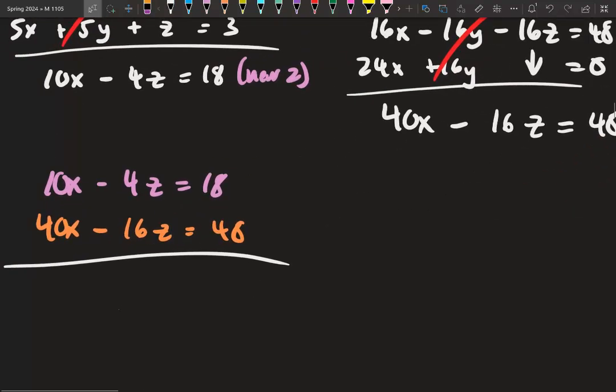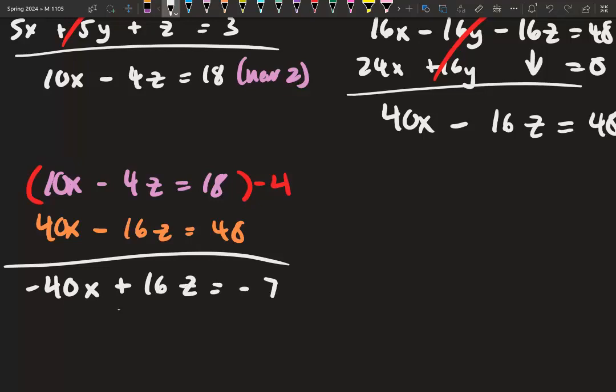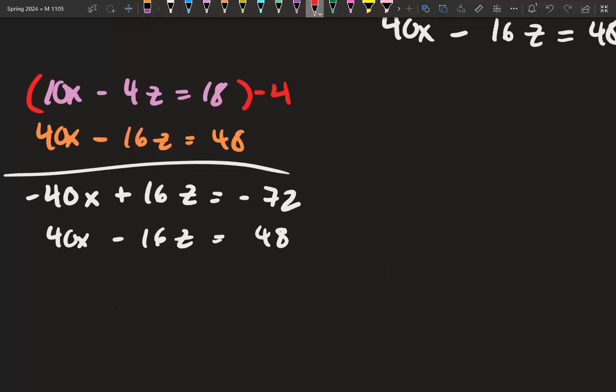So I need them to be the same number and opposite signs. So for them to be the same number, I need to multiply by 4. In order for them to be opposite signs, I need to multiply by negative 4. So we have negative 40x plus 16z equals negative 72. On the bottom, we have 40x minus 16z equals 48. Alright, we cancel out the z's. That was the goal. We have negative 40 and 40, that goes away.